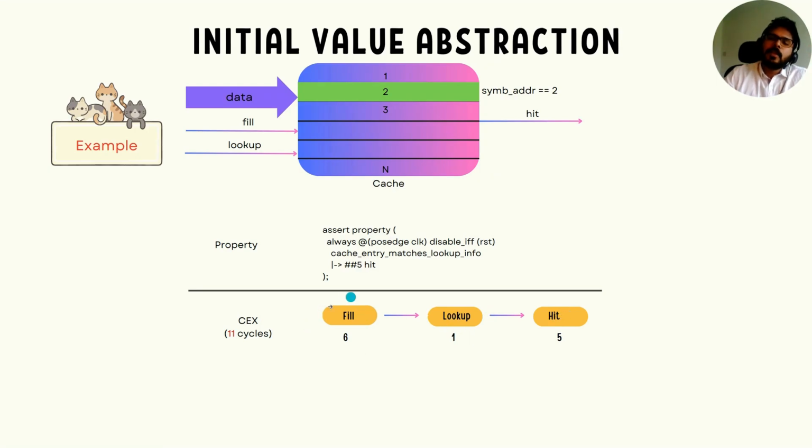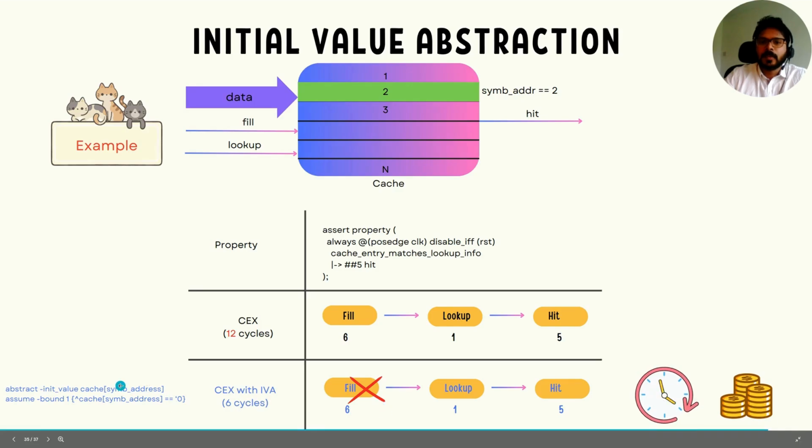So do we really need to wait for 6 clock cycles for the design to fill a valid entry into the cache? Not really. What if we could get rid of these 6 clock cycles? So you will quickly get a counterexample which will uncover the same bug. That's what we are going to do with initial value abstractions.